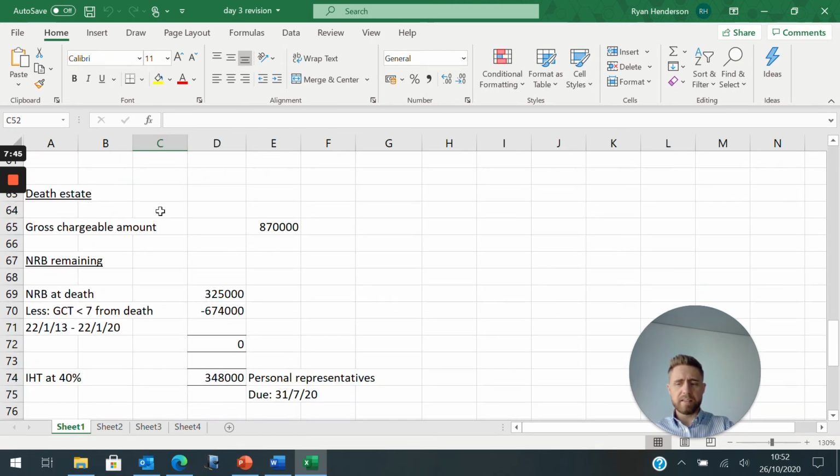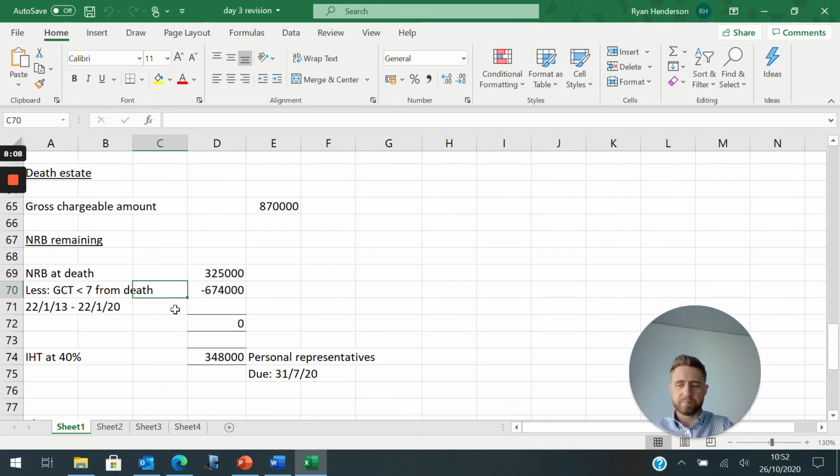Then there is a death estate. Now you can see it told us in the question there is a gross chargeable amount in the death estate, so that's nice and simple. Nil rate band remaining. Now you'll notice here that in the death estate we are looking back 7 years from death, not 7 years from gift, because there are no lifetime gifts in the death estate. These are all things that are still owned at the date of death.